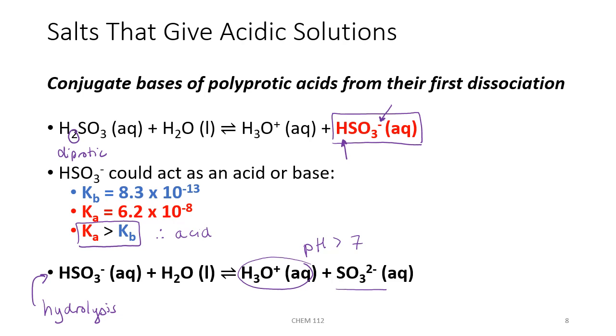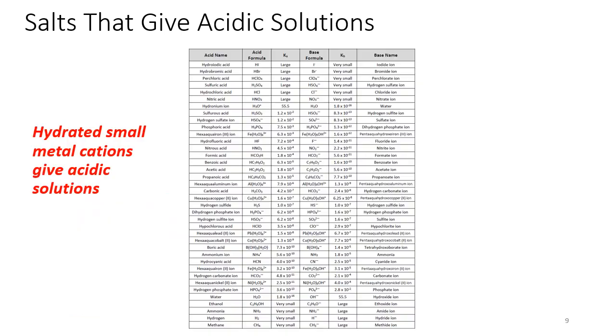This is true for other polyprotic acids as well. Typically, the conjugate base that's formed when a polyprotic acid loses its first proton is still going to be an acid. And usually the Ka will be greater than the Kb, even though the species is amphoteric. So therefore, if that anion is present in a salt from a neutralization reaction, it'll undergo acid hydrolysis.